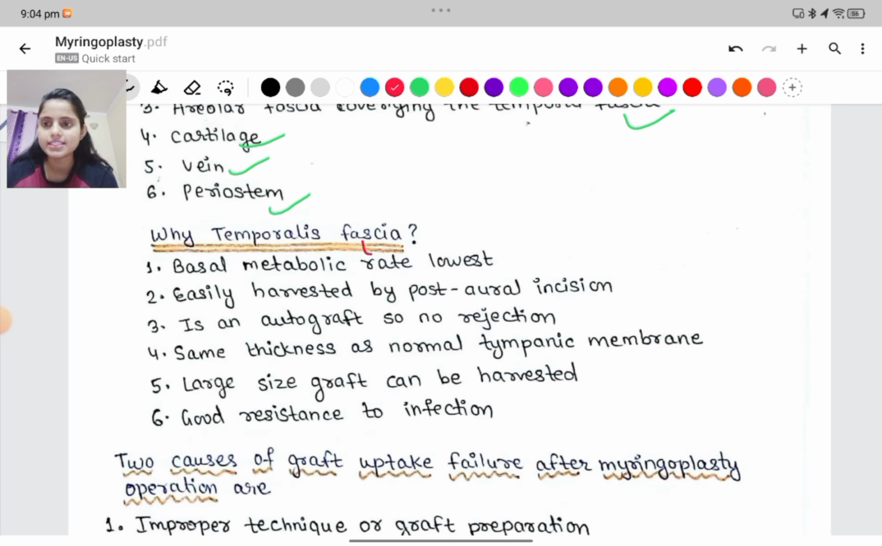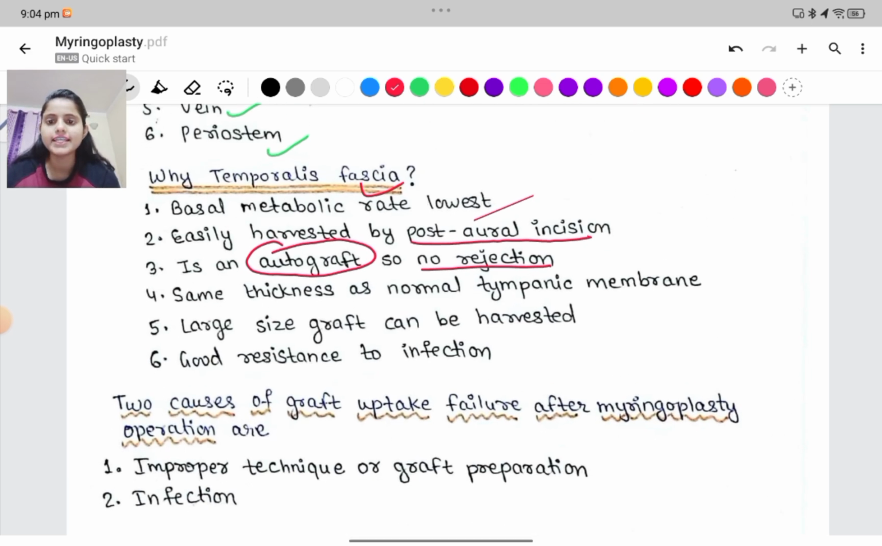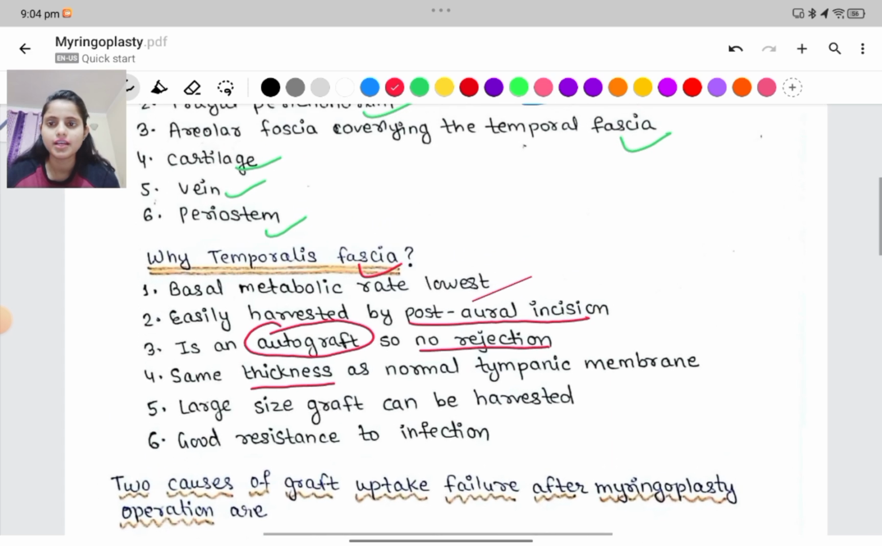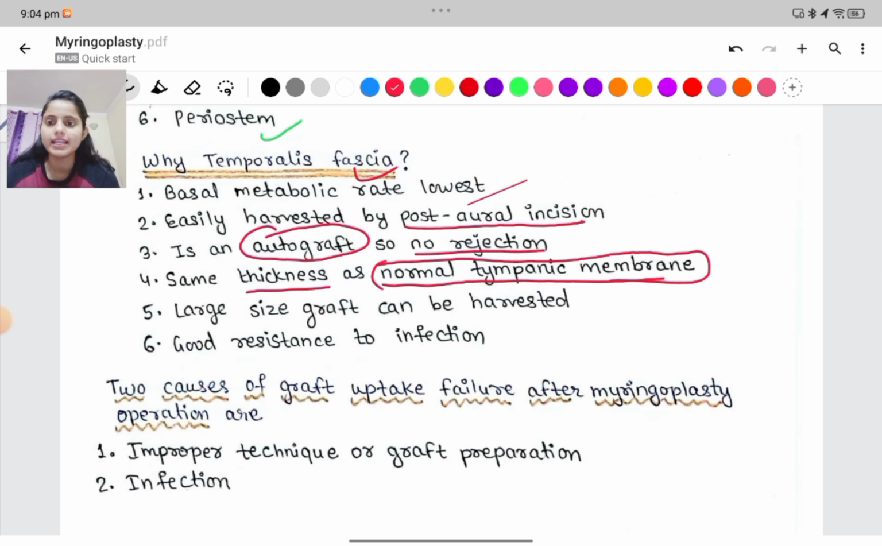Why is temporalis fascia the most common graft used in myringoplasty? Because the basal metabolic rate is lowest in the temporalis fascia. It is easily harvested by a post-aural incision. It is an autograft, so there is no rejection, and the thickness of the temporalis fascia is the same as the normal tympanic membrane. A large size graft can be harvested, and it provides good resistance to infection.